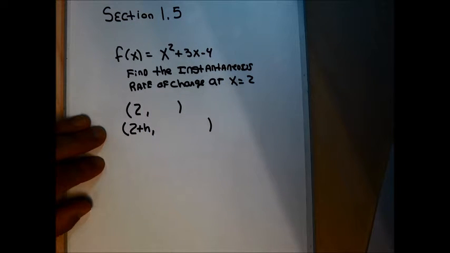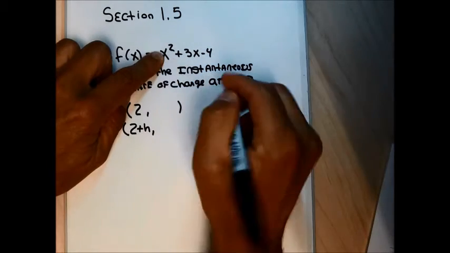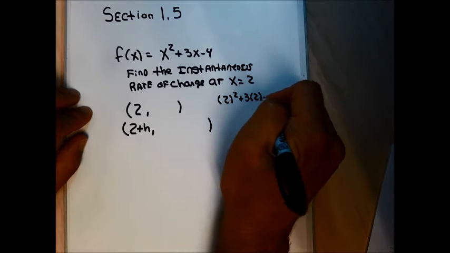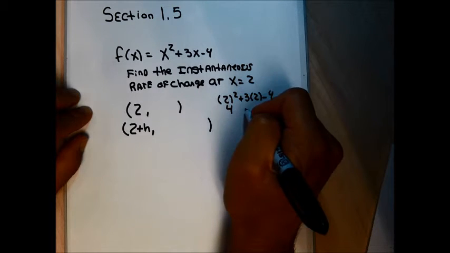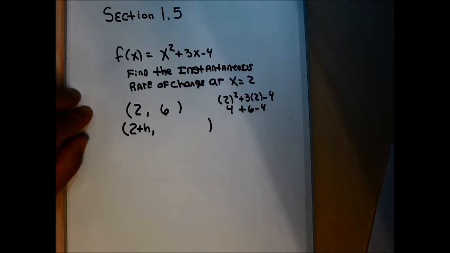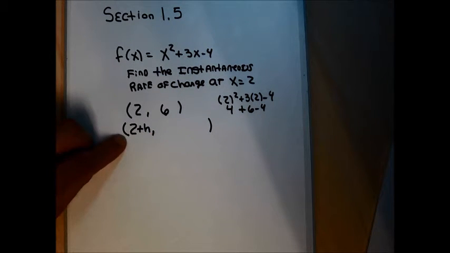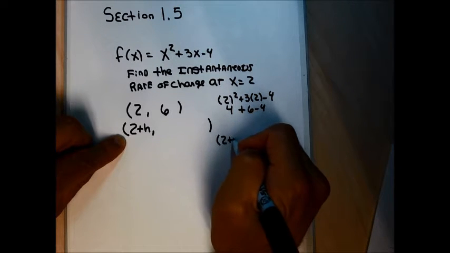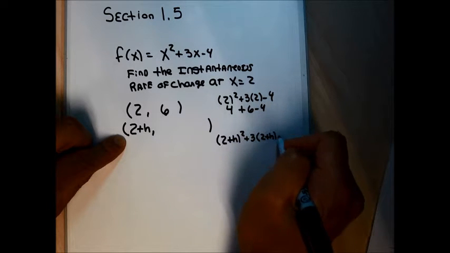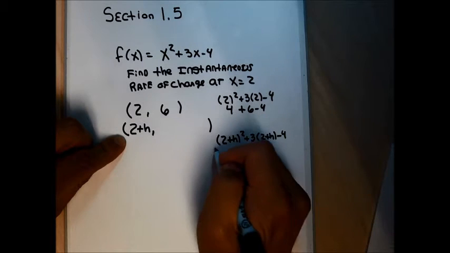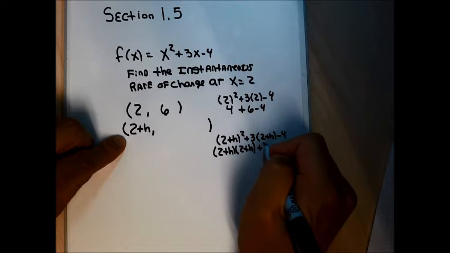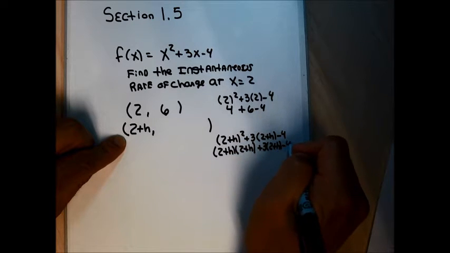So just to review, I'll do this. When I find the 2 comma something, I'd plug 2 in for these x's. So I'd go 2 squared plus 3 times 2 minus 4. Then I'm going to go 4 plus 6 minus 4. That's 10 minus 4, which is 6. So there's my x1, y1. And then for my x2, y2, I'd go 2 plus h squared plus 3 times 2 plus h minus 4. This is going to be 2 plus h times 2 plus h plus 3 times 2 plus h minus 4.